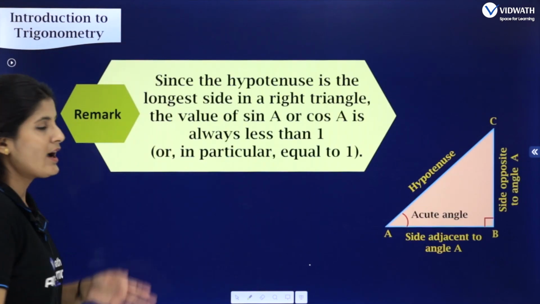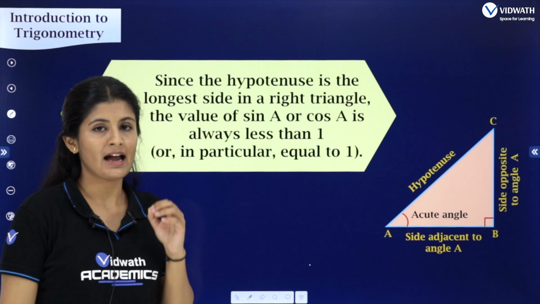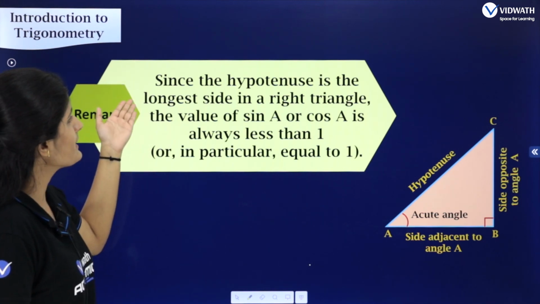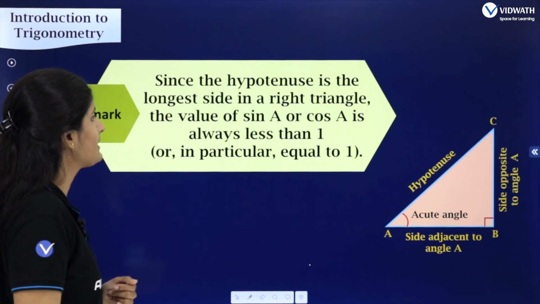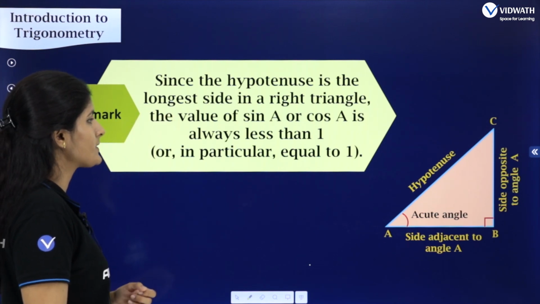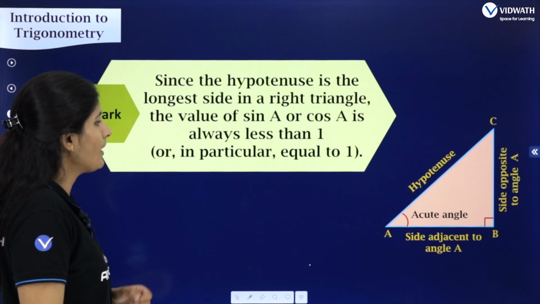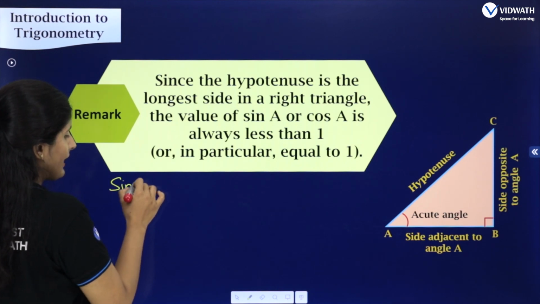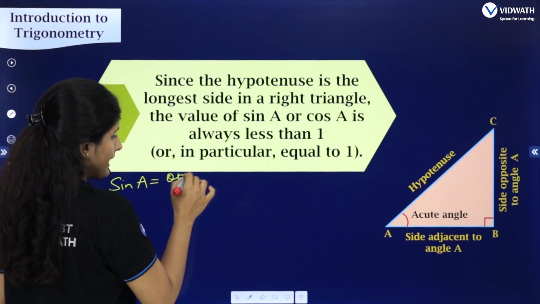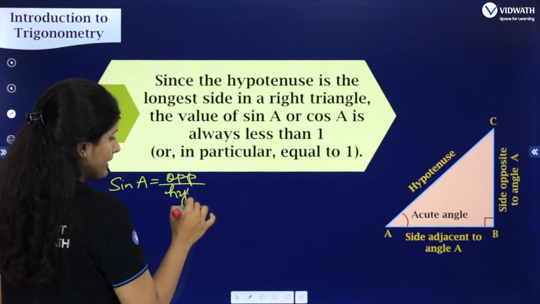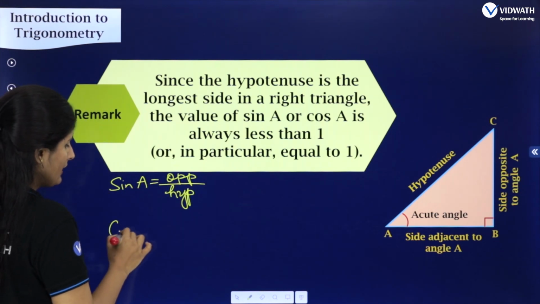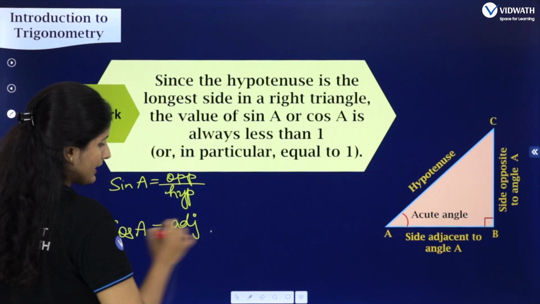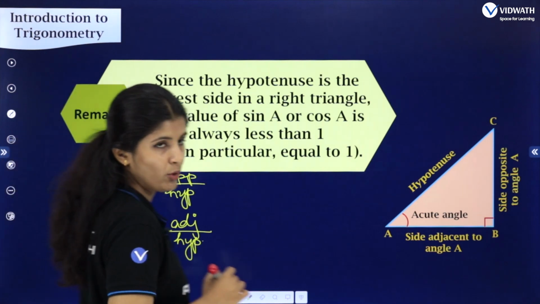Now, from the definition of the sine and cosine of an angle, we can come to a note. That is, since the hypotenuse is the longest side in a right triangle, the value of sine A or cos A is always less than 1, or in particular equal to 1. We know that the sine of an angle A is given to us by the side opposite to angle A divided by the hypotenuse. Similarly, the cosine of an angle A is given to us by the side adjacent to angle A divided by the hypotenuse.